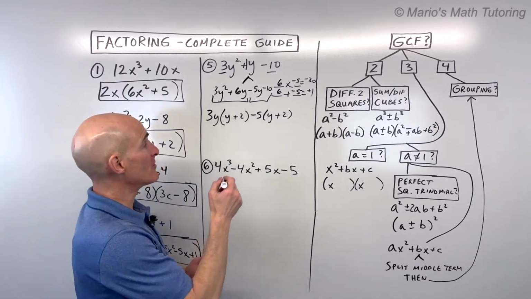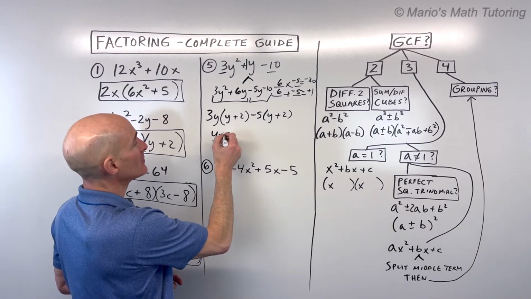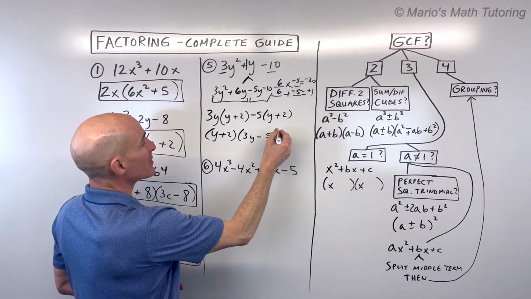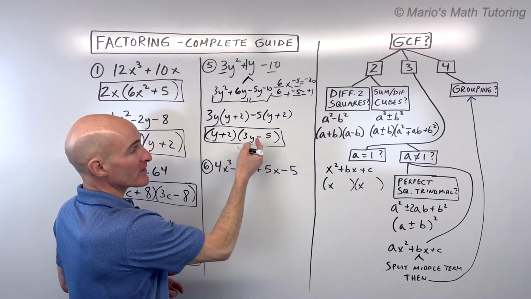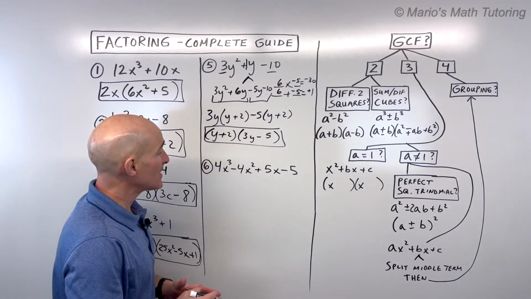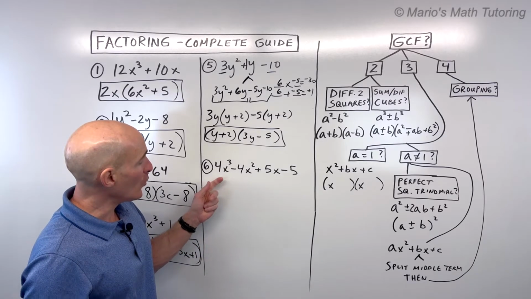I can then factor that out as the greatest common factor, and that's going to leave me with 3y minus 5. Now again, you can check your work by FOILing this out or distributing twice, and you'll get back the original. Let's take a look at number 6 now. What do you think on this one?